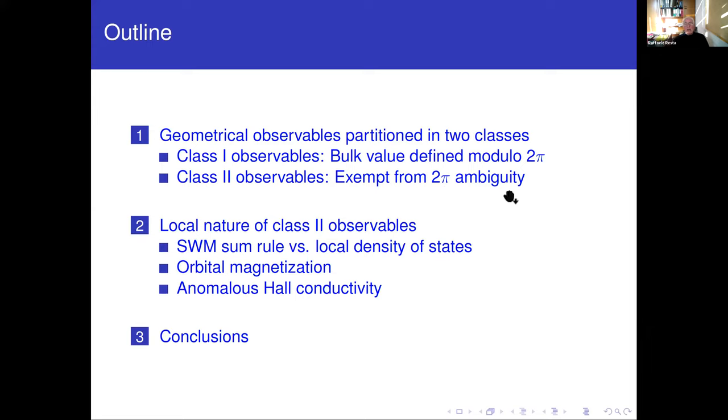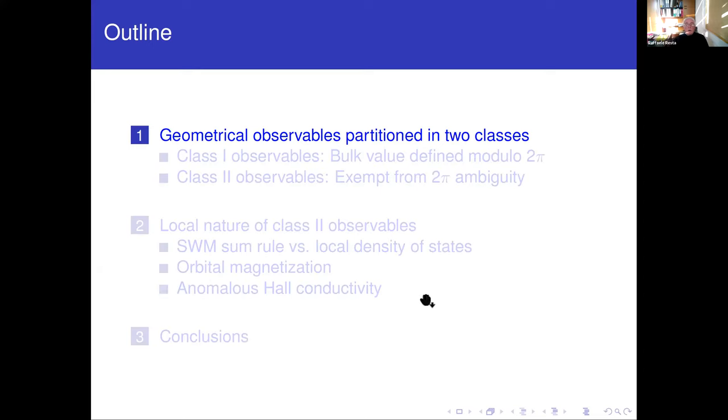Then, and this will exhaust a large part of my time, I will focus on some class one observables and some class two observables, always at the band structure level in the sense I specified. And then, if time remains, I will show that only class two observables may have a local description and an associated density, and we worked on three of them, and I have some slides about that.